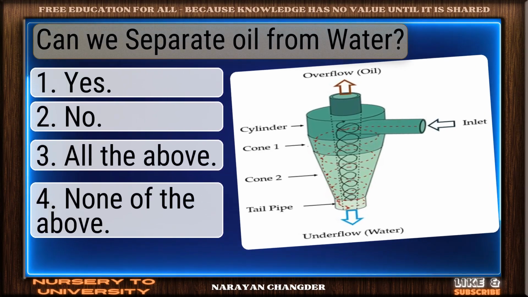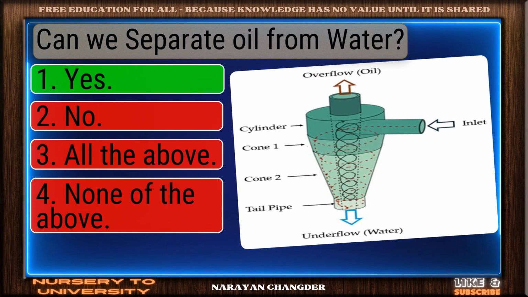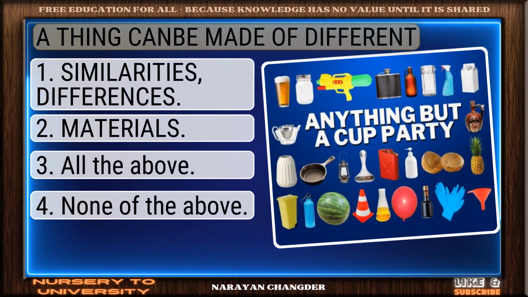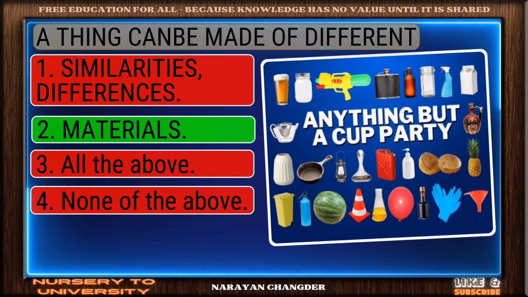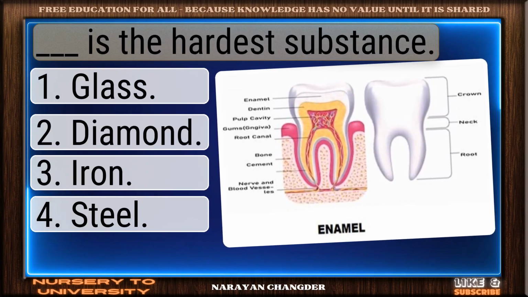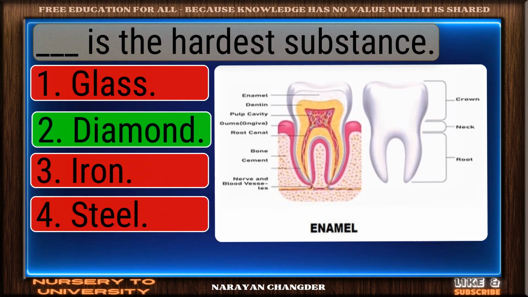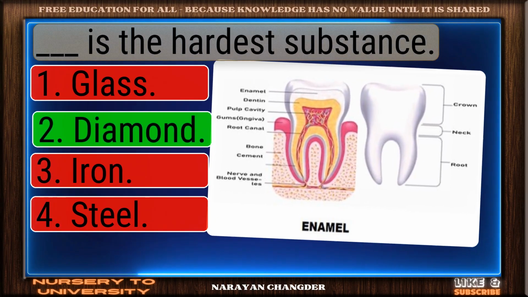Can we separate oil from water? Excellent choice. Yes is the right answer. A thing can be made of different. Well reasoned. Materials is the correct choice. Dash is the hardest substance. You're right. Diamond is the correct answer.